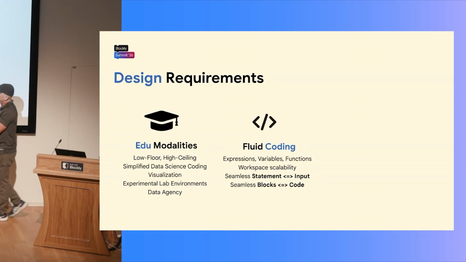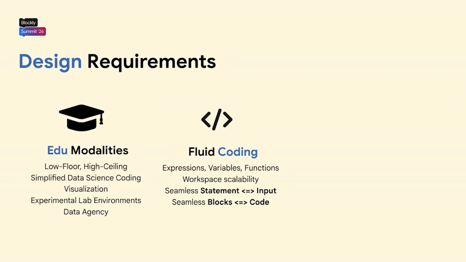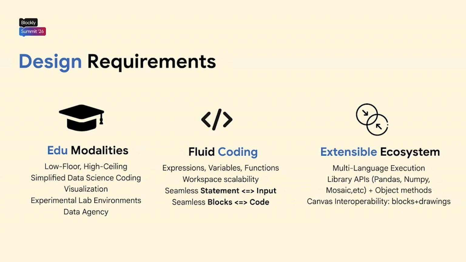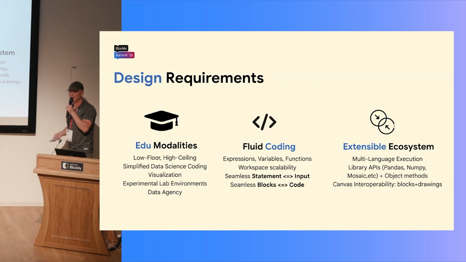We want, whenever blocks can be either statement or input, it to be quite simple to toggle between them. And we wanted also seamless blocks to code. And lastly, because this is a data science application, it needed a lot of APIs like Pandas, NumPy, Mosaic, and many more. So I needed to support lots of APIs, and there was no way I was going to write all this code using the regular Blockly block definitions and generators.